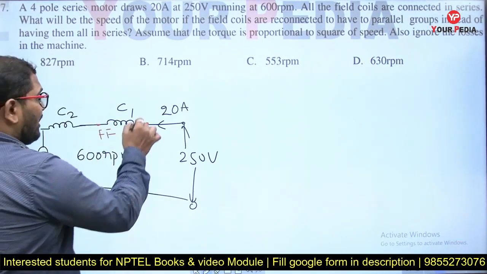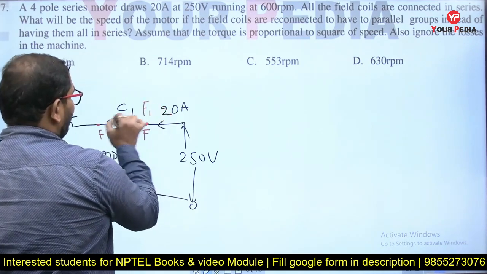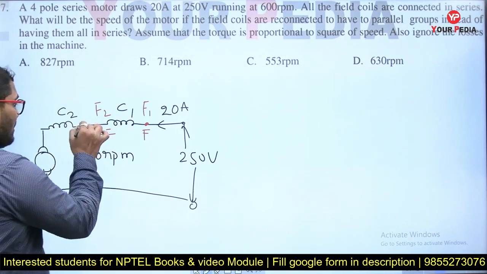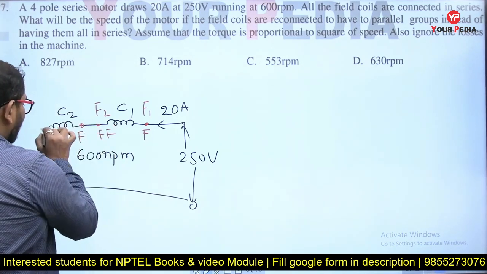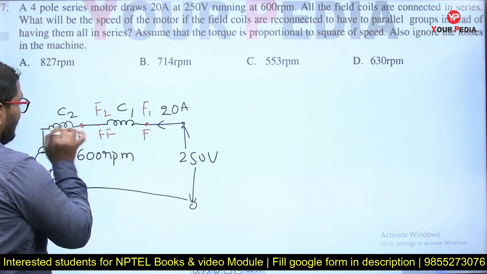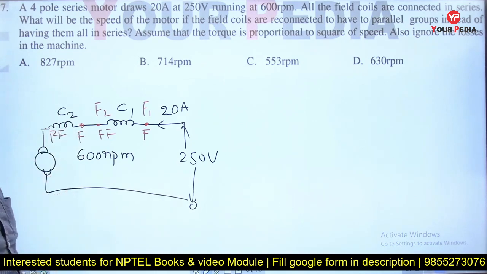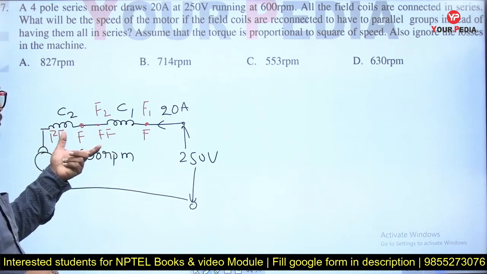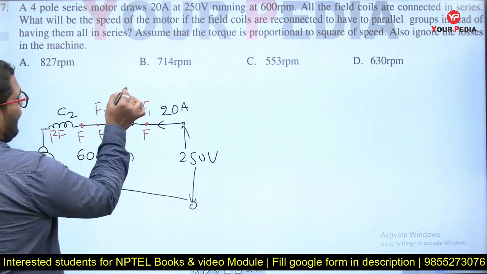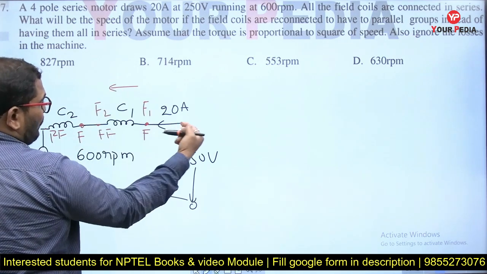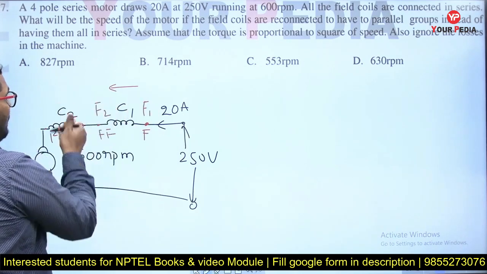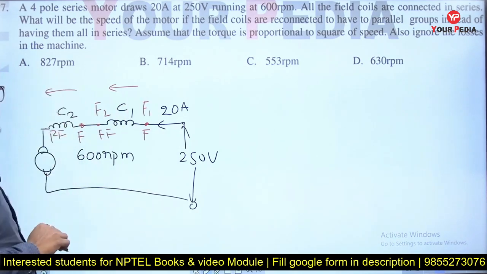Or you can represent this one with F1 and this one with F2, like this. Here another F, another F into F, like this. So these are the coils. Now, the two field coils: the flux produced by this coil 1, let us assume because of current flow in this direction, the flux is also produced in the same direction. Here also flux is produced in the same direction.